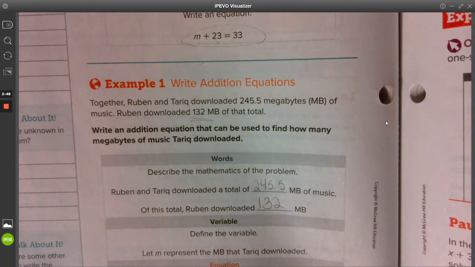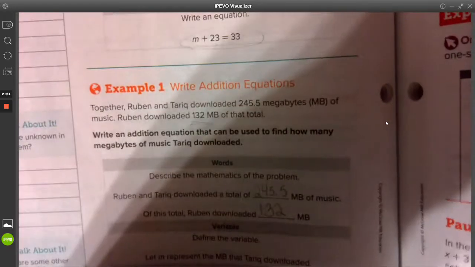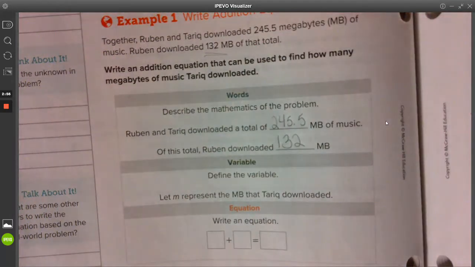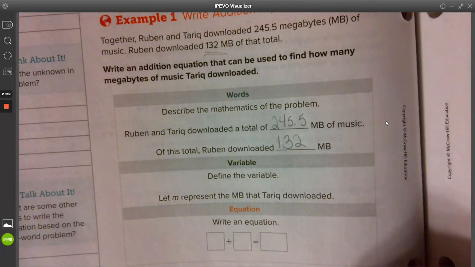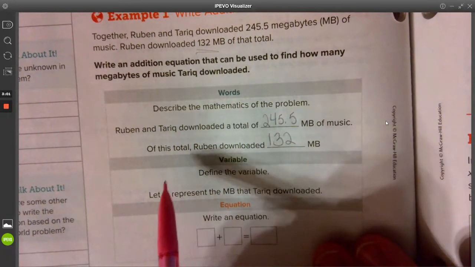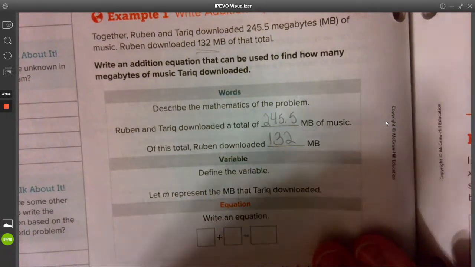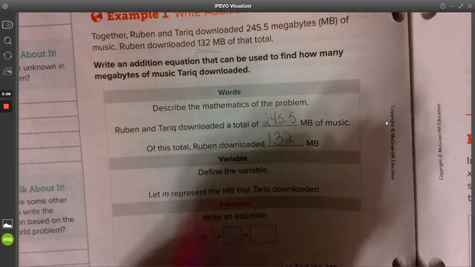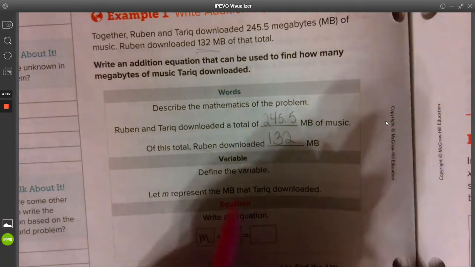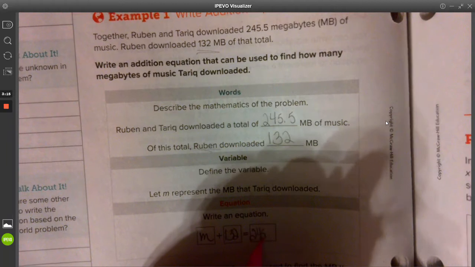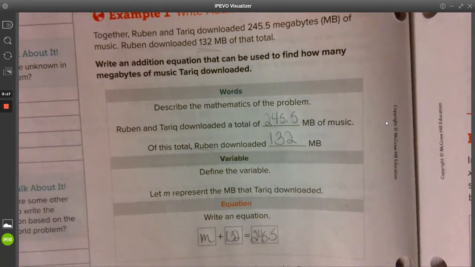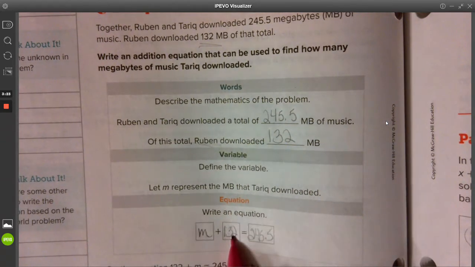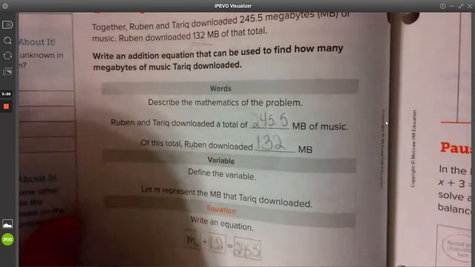So those are important facts. We need to include all the numbers. Then we need to figure out how much Tariq downloaded. That is going to be what we will solve for. So we're going to use m to represent the music. Okay. So we'll do m plus how much did Ruben download? 132 to get a total of 245.5. So that would be the equation we would write for this situation, because we are adding both Tariq's and Ruben's totals to get what they had combined.